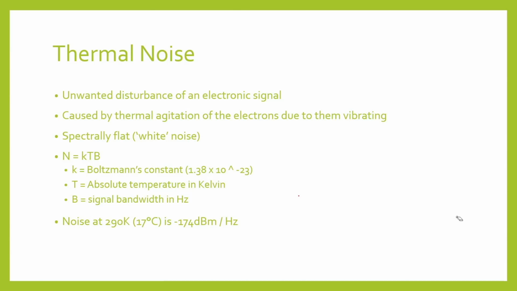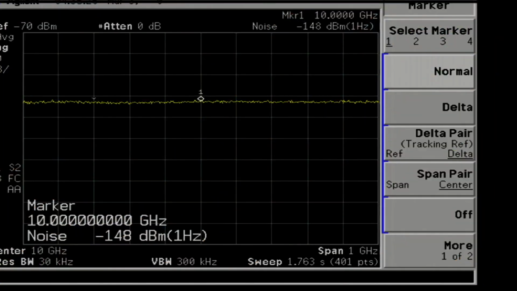So we've established that the noise at room temperature should be about minus 174 dBm per Hertz. So let's have a look at my spectrum analyzer. Here we go. So what we're doing is we're looking at 10 GHz and we're seeing what power we're getting in a 1 Hz bandwidth. And you can see that this is giving a reading of roughly minus 148 dBm per Hertz, which is much higher. So what's going on here?